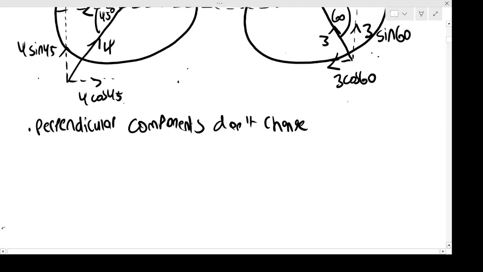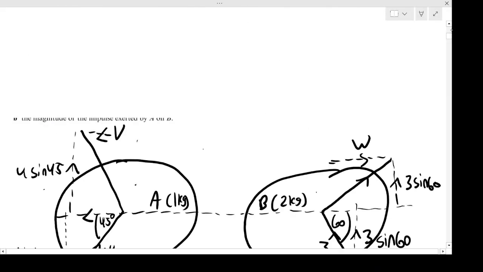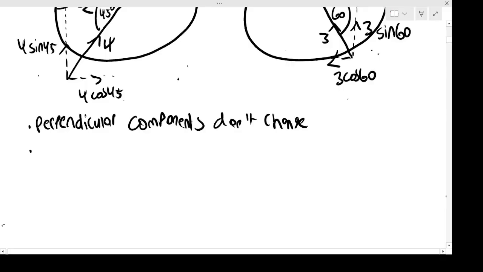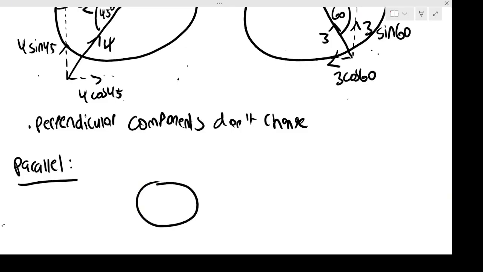So what about the parallel? Obviously, what do we want to find? We want to find the parallel or the horizontal parts, W and V, afterwards. That'll give me my speeds at the end. Now, for the parallel parts, as I discussed, that's where everything's going to be involved, your restitution and your momentum. Because everything acts parallel, we can just redraw the diagram, A and B, like this. And you'll be very familiar, this is how we draw 1D collisions.